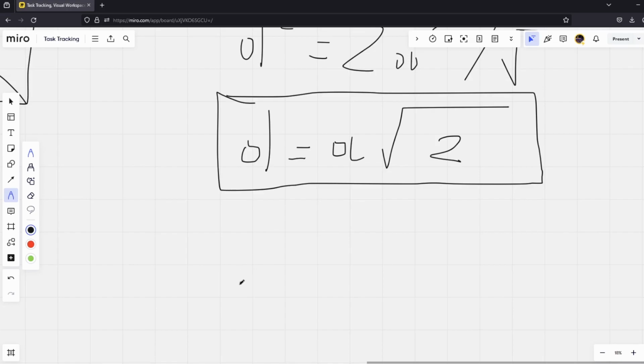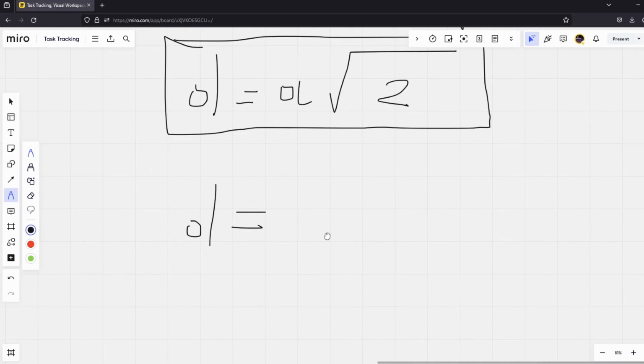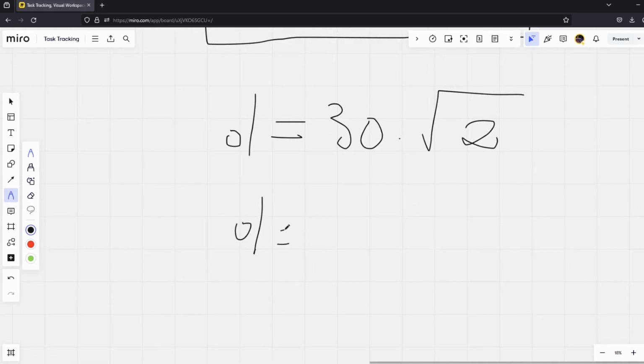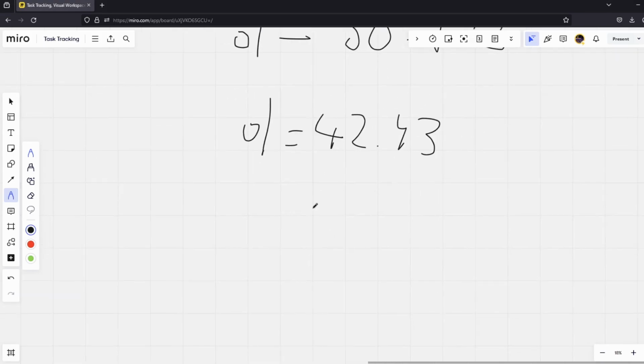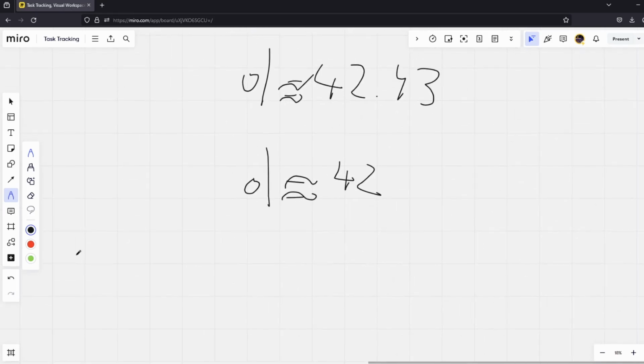And now we can apply our numbers for the video. In the video we use radius 30, so we're going to do 30 times square root of 2. D is equal to 42.43, and in Minecraft we can only approximate on a whole number, so we're going to approximate this to 42, and we have got our result.